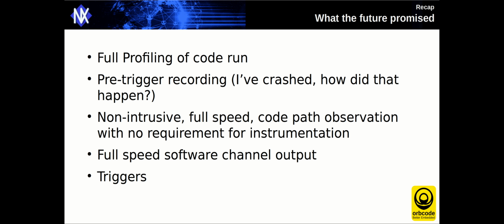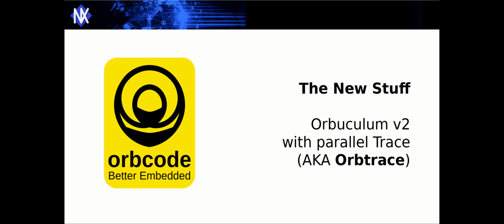Non-intrusive, full-speed code path observation, so we can do things like code coverage to understand if our test plan is doing what we expect it to. And of course we get the other stuff like the full-speed software channel output, the ITM outputs that we were already using, and triggers. So let's go on now and talk about the new stuff, which is Orbtrace and Orbculum. Orbtrace and Orbculum V2 sort of fit together.